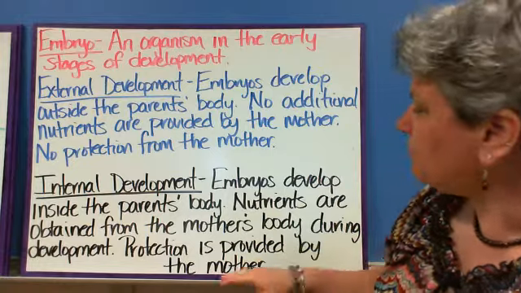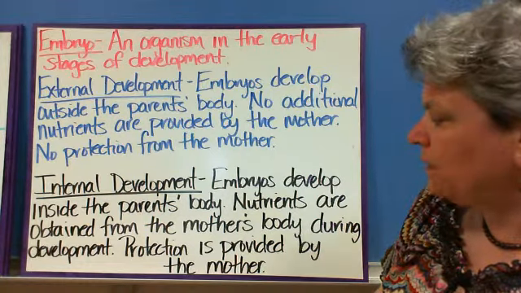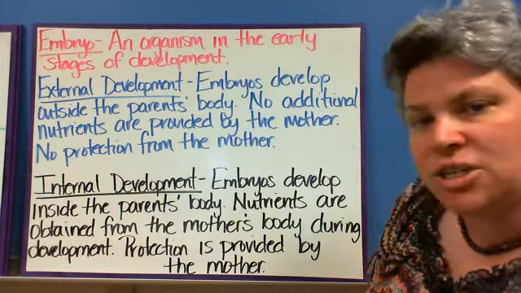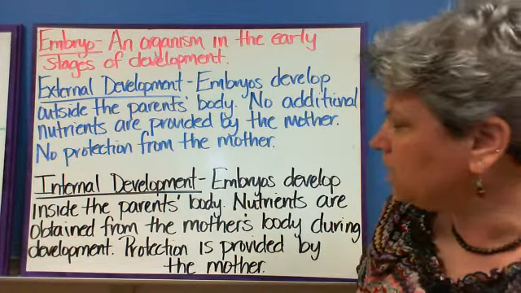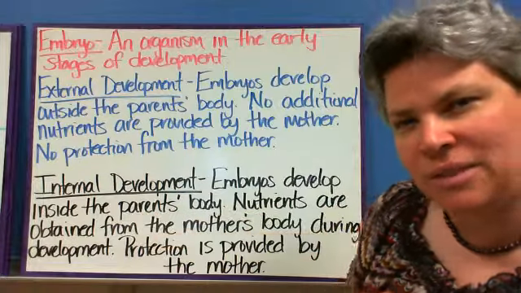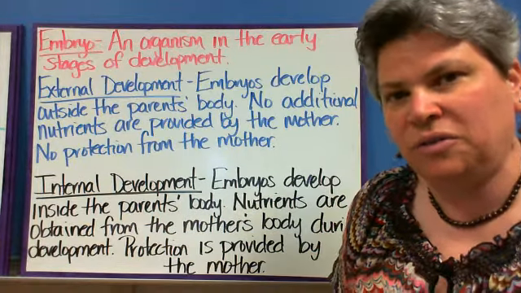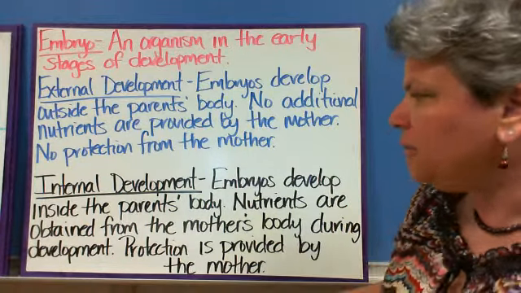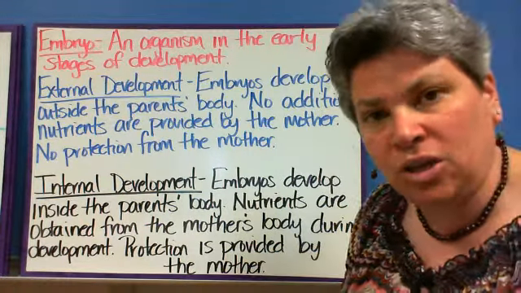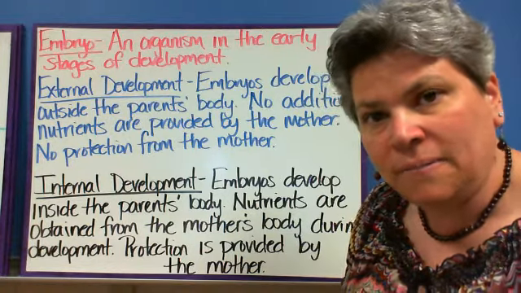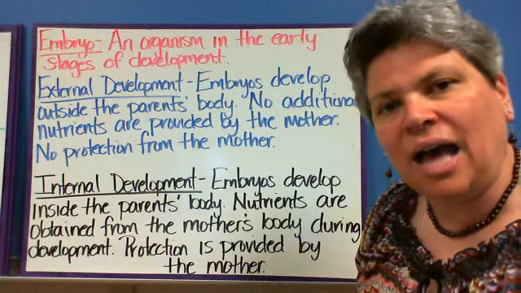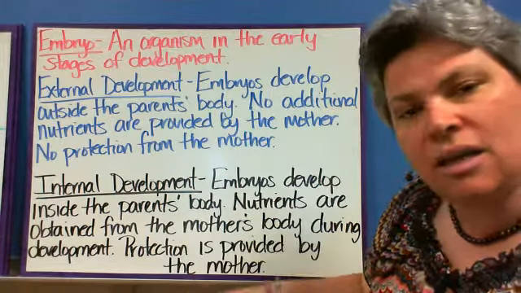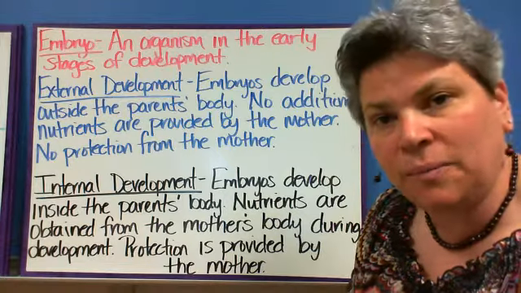And what's the other option? Internal development. Embryos develop inside the parent's body, nutrients are obtained from the mother's body during development, and protection is provided by the mother. Generally speaking, here we're saying parent's body. Remember, in seahorses, it's the male that actually delivers the babies. So that's the one case where that happens. But for the most part, internal development would be like a human or any type of mammal, where it's actually happening inside the mother's body. So mom is actually providing nutrients and also protection for that developing embryo.